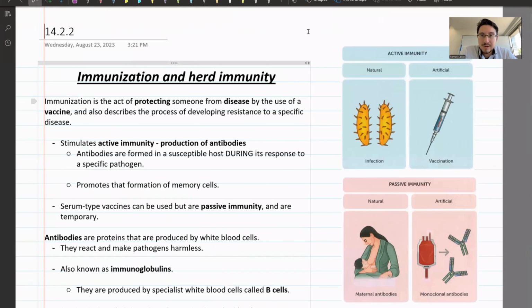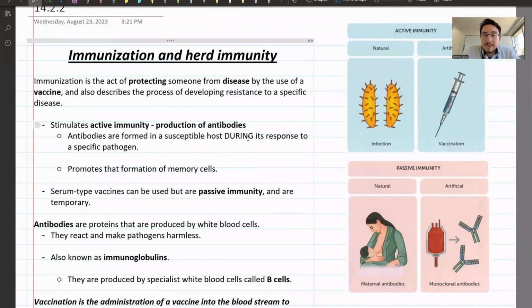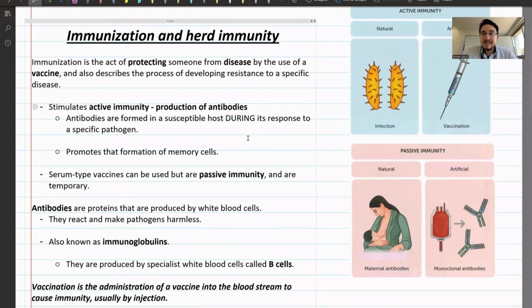So this deals more with your immune system. Let me just zoom in. What's happening here is you're starting up the whole defense system of your own body. Immunization is the act, the process of protecting someone from disease by the use of vaccines, basically vaccination. Ultimately, you want to develop a resistance to a particular disease by creating antibodies.